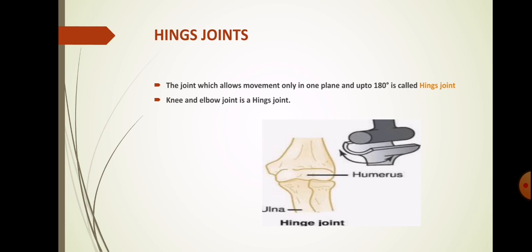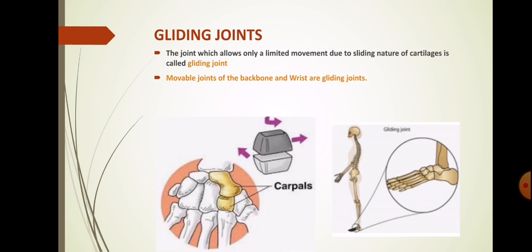In the same way, with the knee you can fold your leg inside, but you can't fold your leg outside. Why? Because of the presence of the hinge joint. Clear? Now the next joint is the gliding joint.